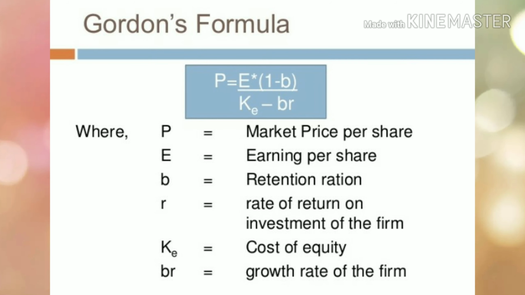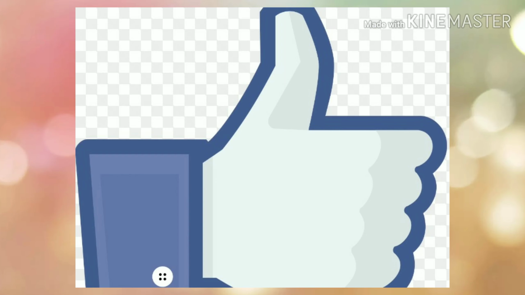The formula is P equals E into 1 minus B divided by KE minus BR. Here P is the price of the share, E is the earnings per share, B is the retention ratio, KE is the cost of equity capital, and BR is equal to G, that is the growth rate.